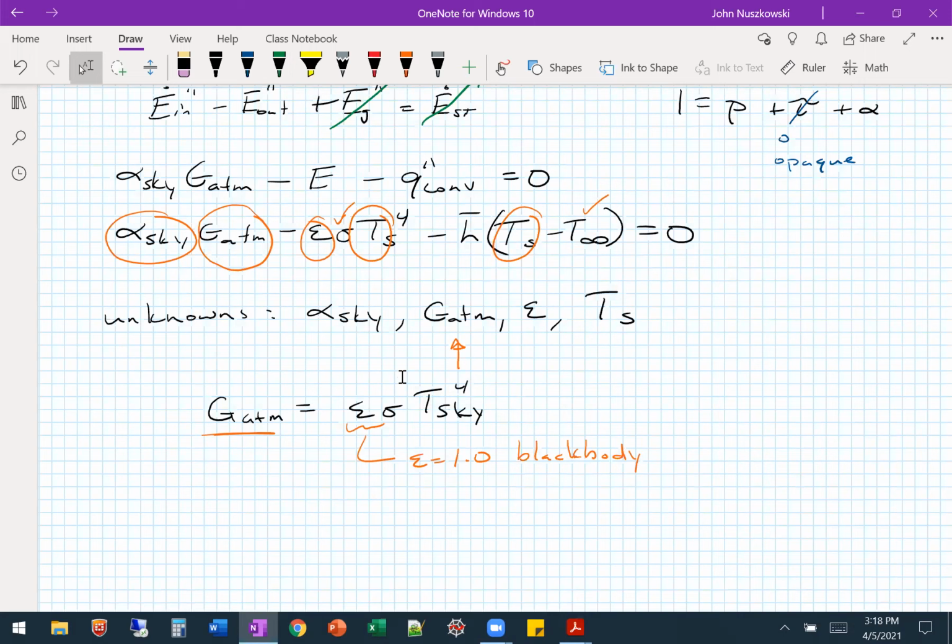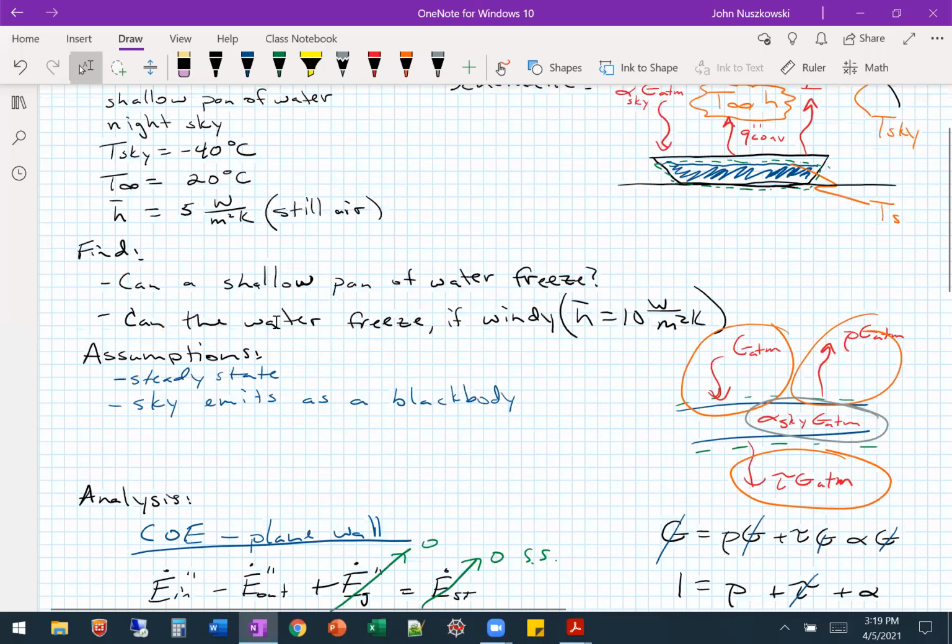Any black body is just temperature to the fourth of that black body is the emission. So we're saying the sky is emitting as a black body, and then the portion of that emission that hits the surface is the radiation, and the portion that gets absorbed is the part that is being added as energy into our pan of water. The other portions are getting reflected. They're not getting transmitted because it's a pan, so there's a backside to it.